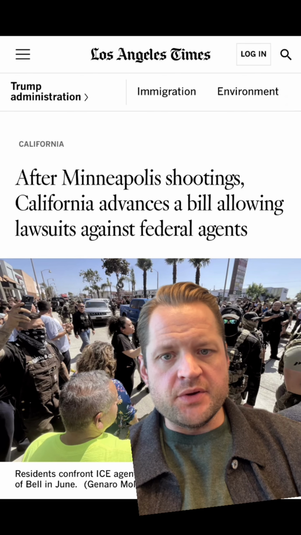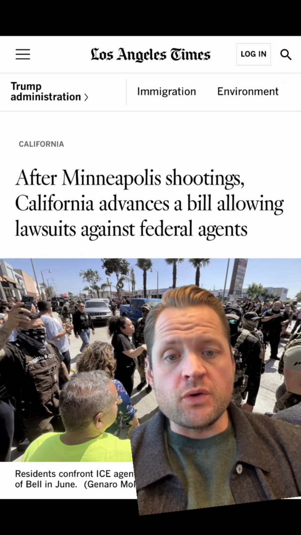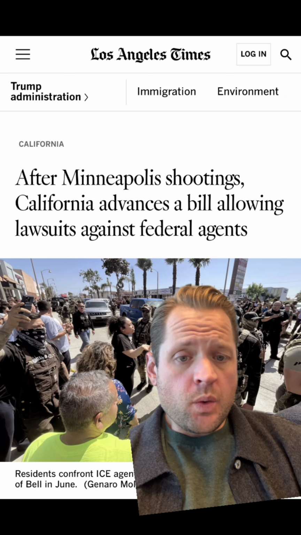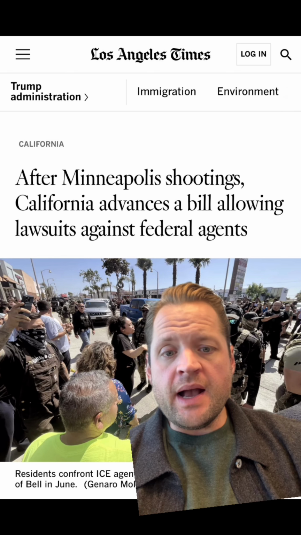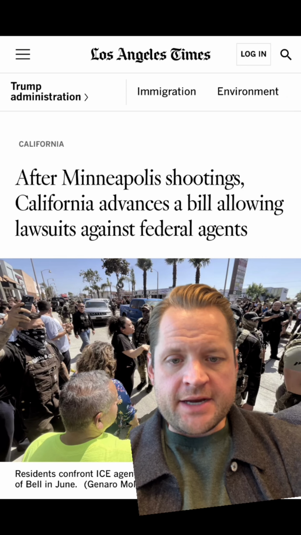California has advanced a bill that would allow for 1983 type lawsuits against federal agents when people are injured or their civil rights are violated. That would go beyond just the Federal Tort Claims Act and would be different than a Bivens action. So right now, for civil trial lawyers like me, the Federal Tort Claims Act is still the best way for us to get justice for people that are injured or wrongfully killed.